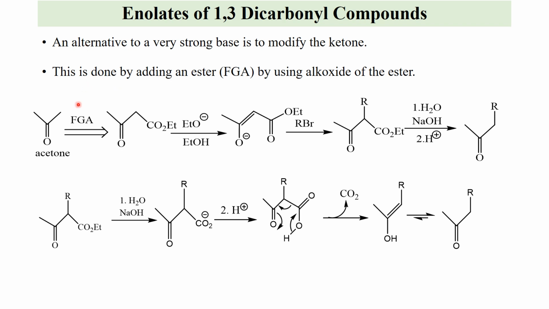For alkylation of ketone, an alternative to a very strong base is to modify the ketone by using an ester, that is functional group addition. For example, we have an acetone molecule. By using FGA, an ester group is added. So when we use this starting material in the presence of a base, this carbon becomes a nucleophile and the alkylation will take place here and we get this product. And to get rid of this ester group, hydrolysis and heat bring about the following product. The mechanism of the last step is given here.